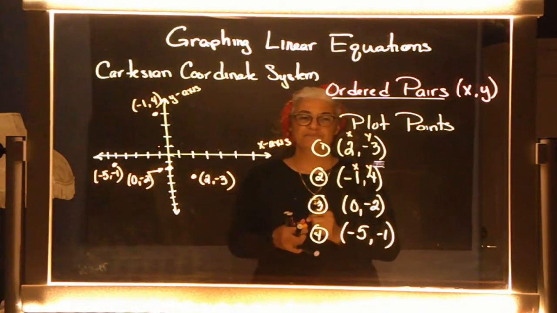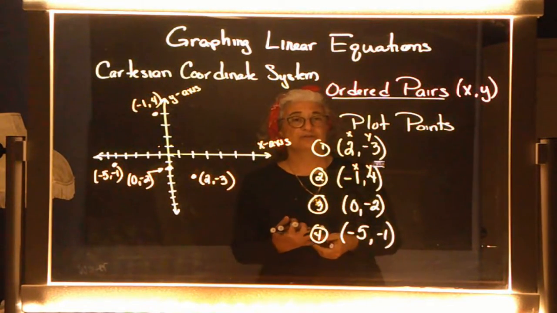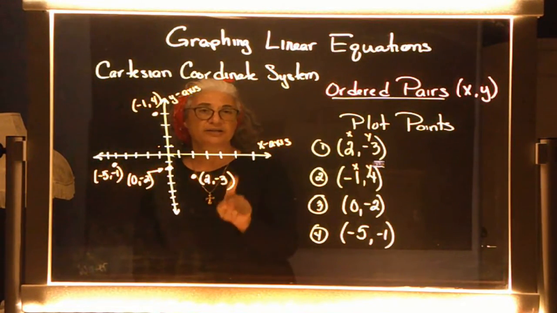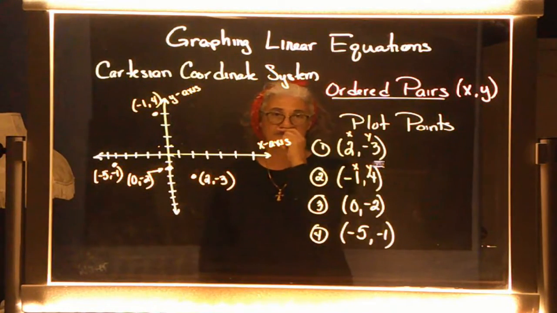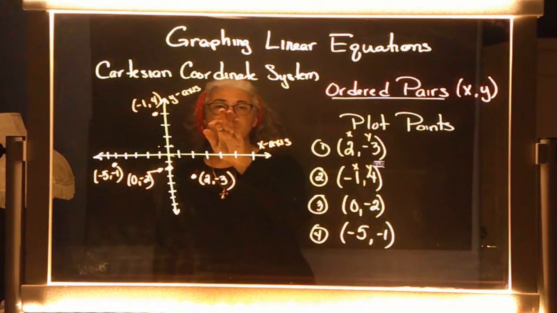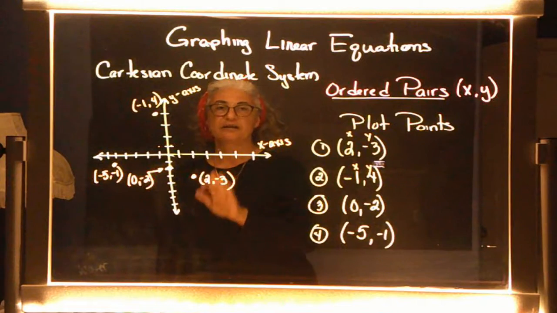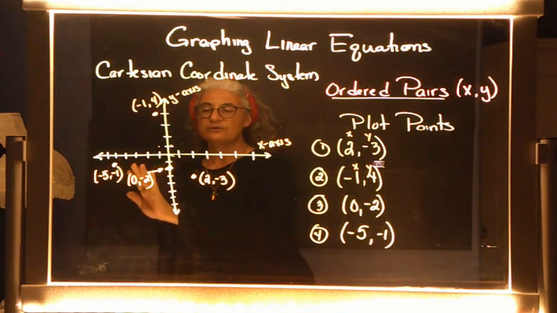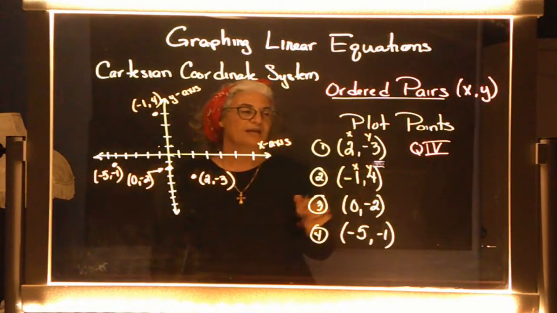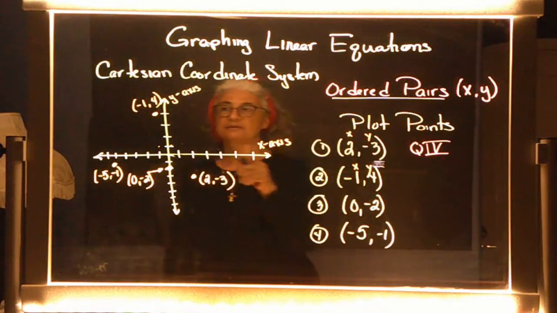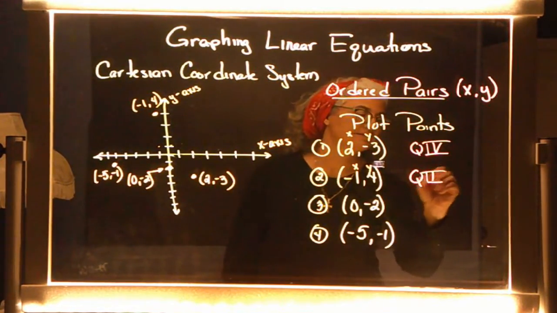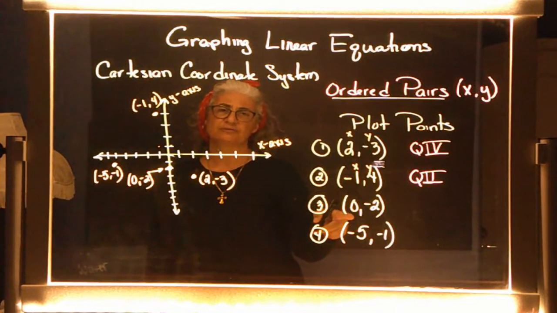Does that make sense? Okay, so now I want to know the quadrants that these points are lying in. The (2, -3) was located right here. Which quadrant is this? Remember, first quadrant starts in the upper right, and then how do I label? Counterclockwise. So this is quadrant 1, quadrant 2, quadrant 3, and good. That one was quadrant 4. How about the next point, (-1, 4)? That lies in quadrant 2. Excellent.